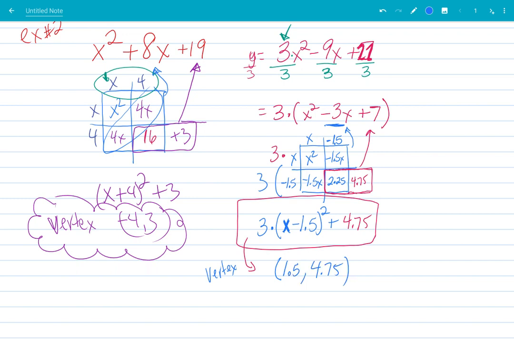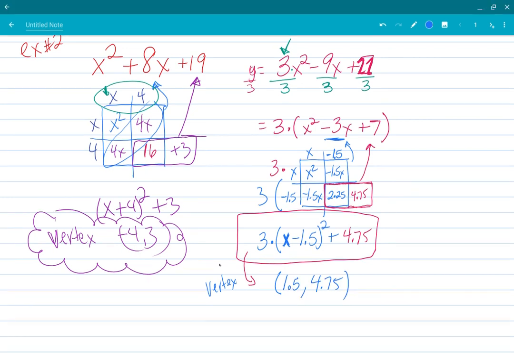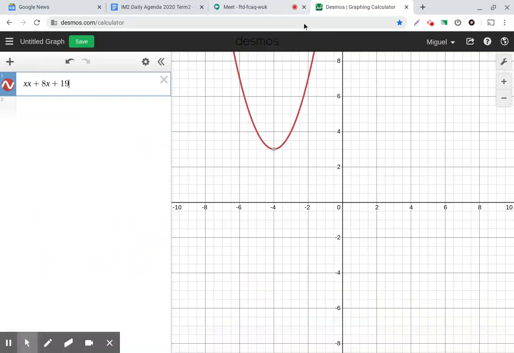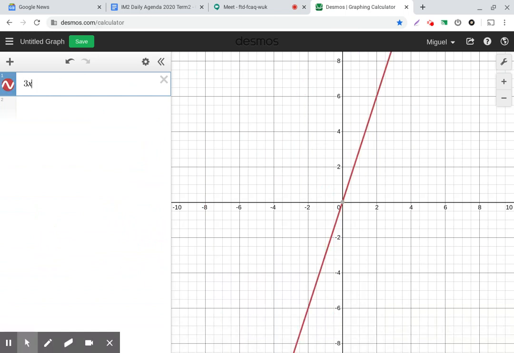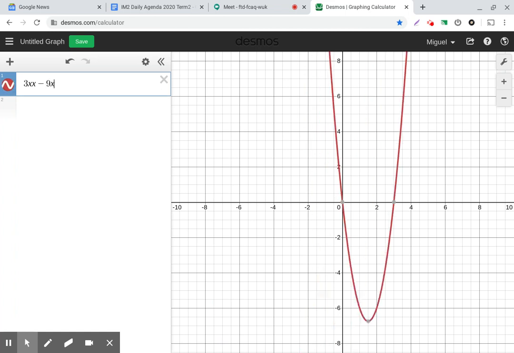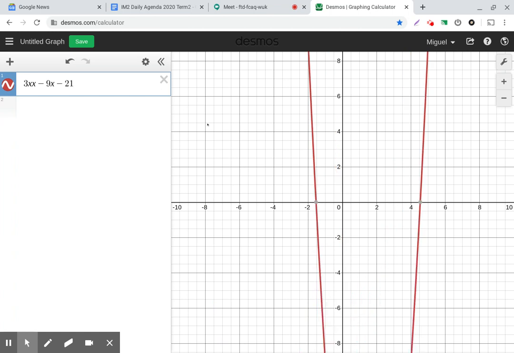Okay. Anybody need me to hold on for a second? I can slow down. No problem. This blew my mind when I learned this. I was like, what? Let's see. We had 3x squared, right? I think we had minus 6, minus 9x, and then minus 21, right?